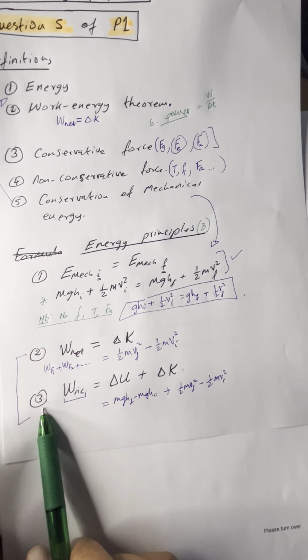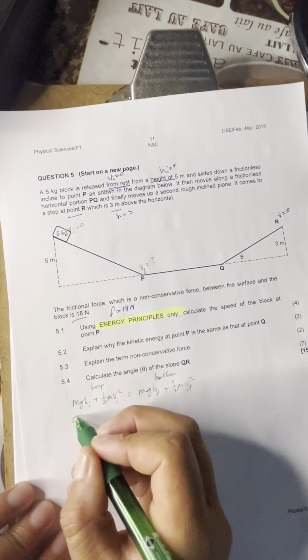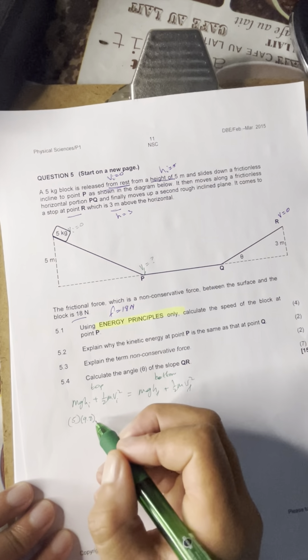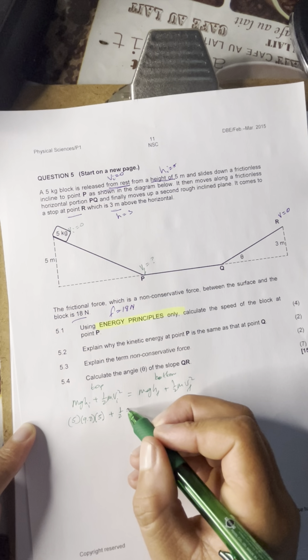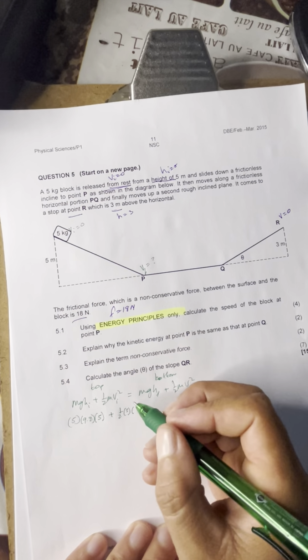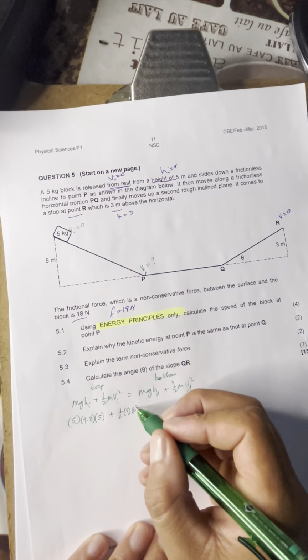So this is mainly top, this will be top, this is bottom, top and bottom. The mass at top was 5. The gravitational acceleration is always 9.8 in high school, and height is 5, plus 1 over 2. The mass of the block is still 5 kilograms. The initial velocity where the block starts is 0, and actually this makes this whole part 0. It disappears.